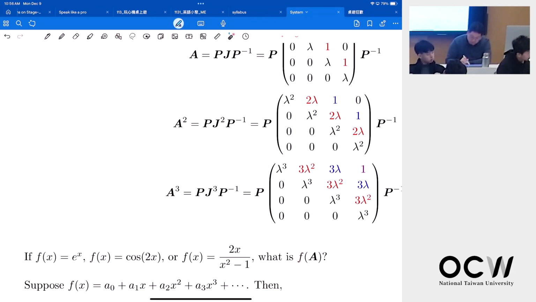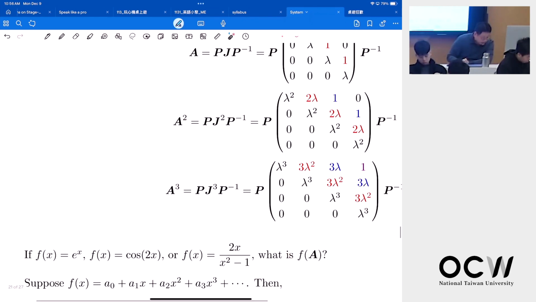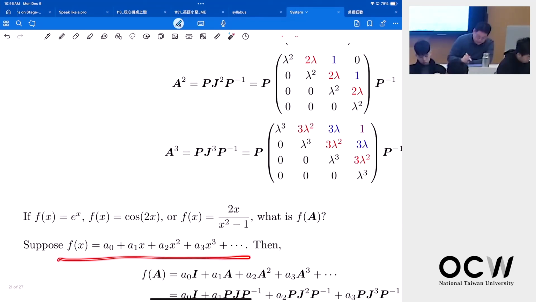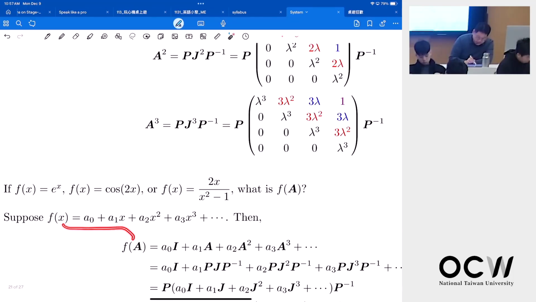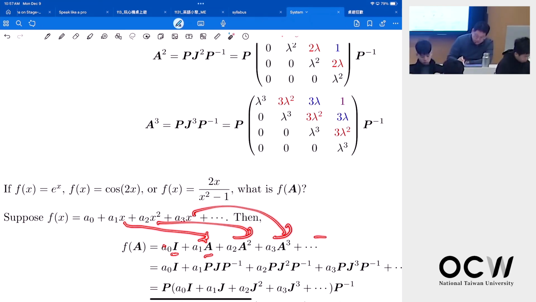Let's see why you have this pattern. Okay, so for the function, I know the function of x, one variable, but what is the function of a matrix? Suppose my function is a polynomial, then I just change it to the matrix. So f of a matrix should be a naught times the identity matrix, and here x, I just change it to matrix A, A squared, A cubed, and so on.